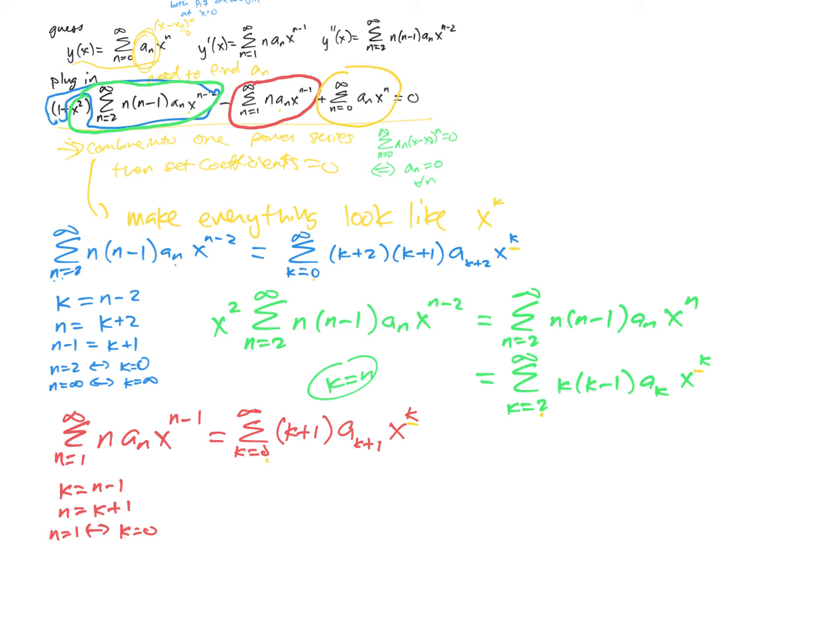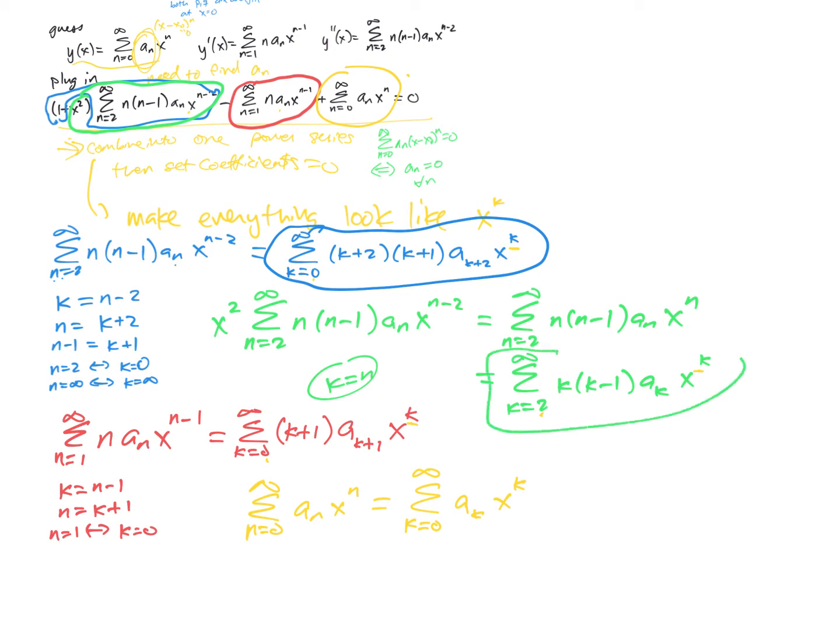We're just going to swap out k for n. So our last one is, k, or n equals 0 to infinity, a n x to the n equals the sum from k equals 0 to infinity a k x to the k. So we are now going to add up, instead of the 4 we have here, we're going to have this, the blue, plus the green, plus the red, plus the yellow.